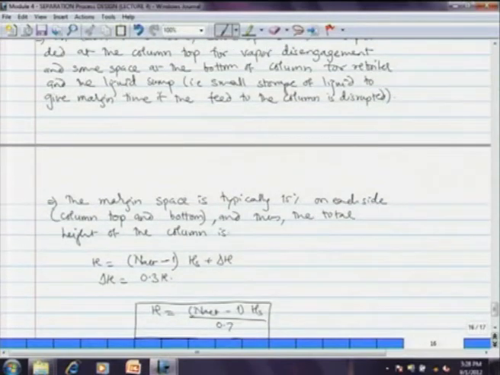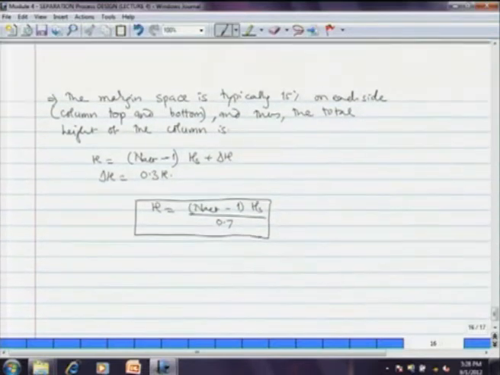Typically, about 15% of the column height is provided as this margin space at top and bottom, and therefore the total height H is not just n actual minus 1 into Hs, but plus delta H, which is this margin. Delta H is 0.3 into H, 15% of the total height on each side, top and bottom, and therefore the total height of the column can be approximated as n actual minus 1 into Hs, the spacing between the plates, divided by 0.7. Remember, there are many approximations and assumptions involved in this expression, but still this gives you a fairly good idea as to how tall the column will be for a given separation.